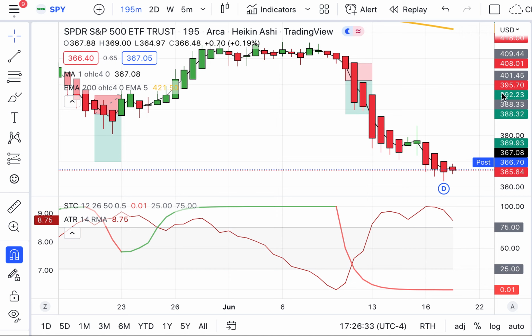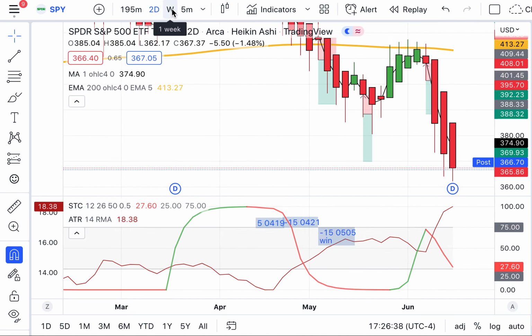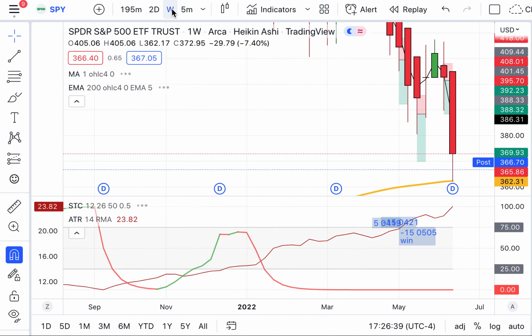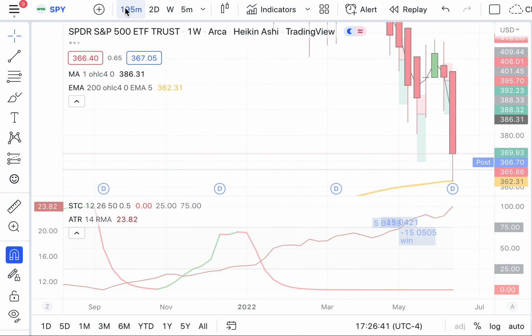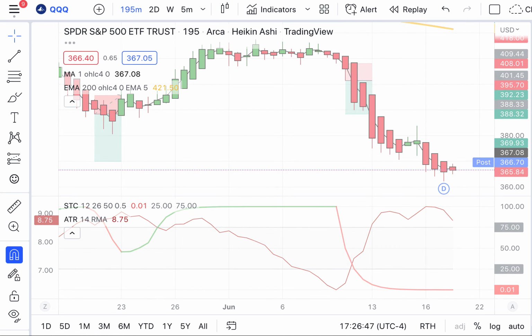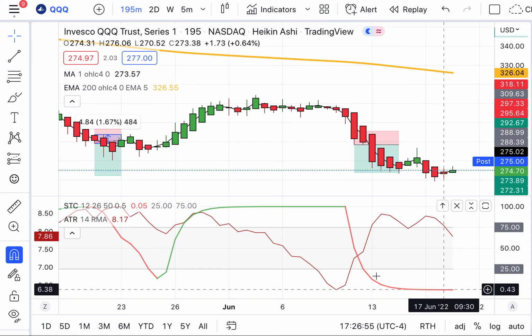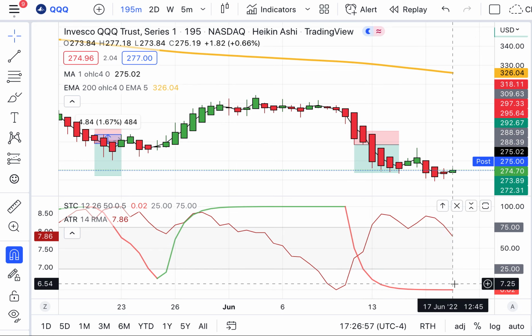Okay, so that is where we are as far as looking at the 2-day chart. And the weekly chart, of course, our success multiplier formula is a negative 15. Why? Because everything is down. Now, let's go to the Qs, see where we are there. Qs were up for the day 1.22%. Did that make any difference at all in the STC? No, it did not.